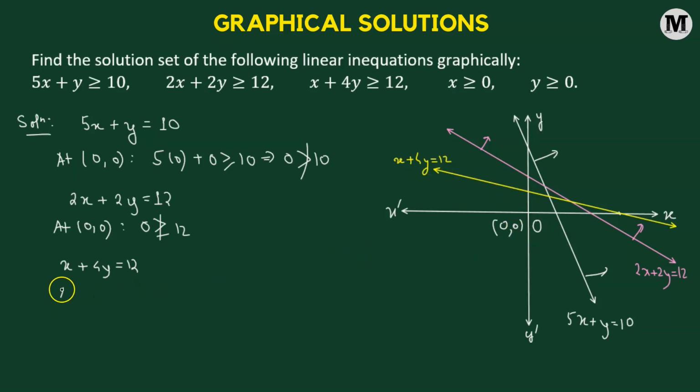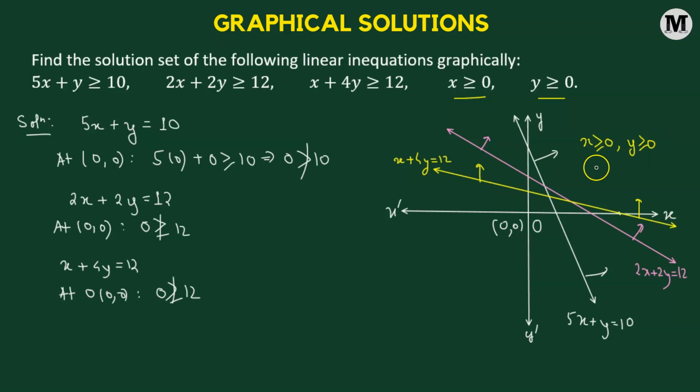So at the origin 0, 0, we have 0 added to 4 times 0, that's again 0, 0 greater than or equals to 12. So this is again an incorrect statement. So that means the region that contains the origin is not going to be a part of the solution. So we'll only have to consider the solution that lies above the yellow line. Now the remaining two inequalities, x greater than or equals to 0 and y greater than or equals to 0, simply tell us that we are in the first quadrant.